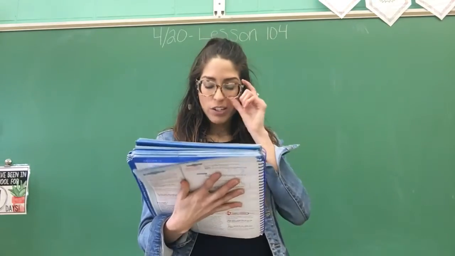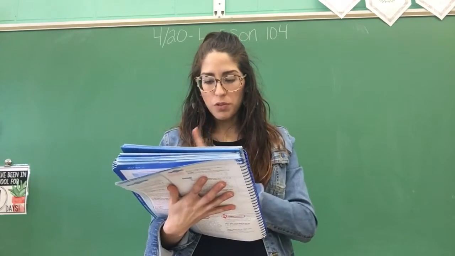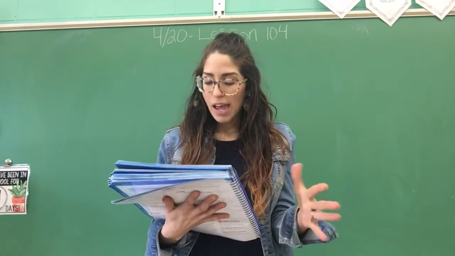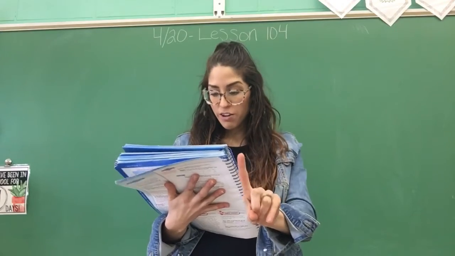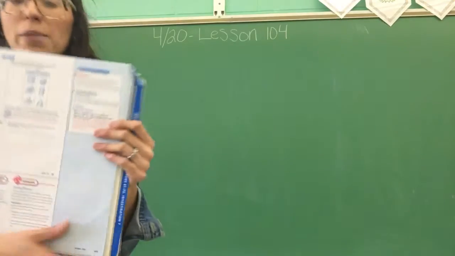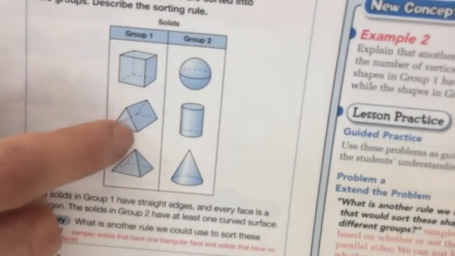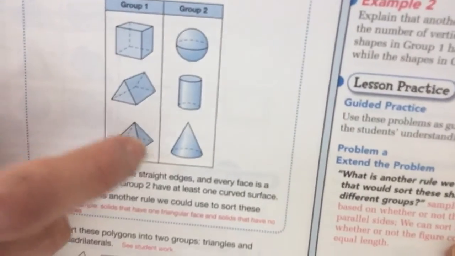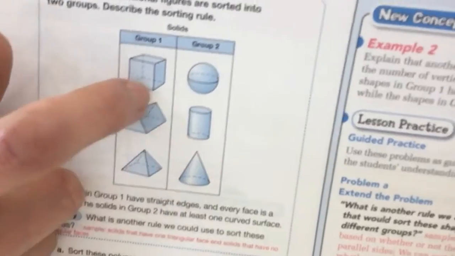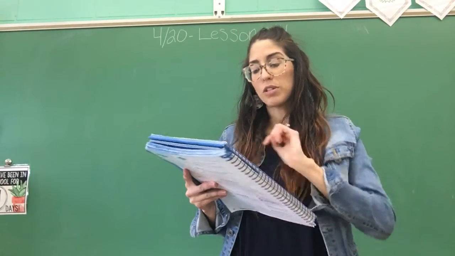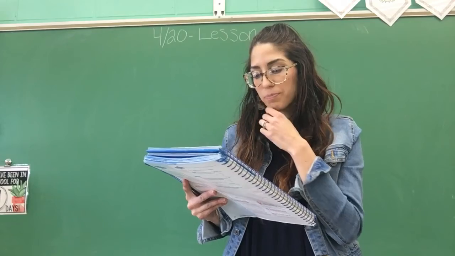Now, the classified question, what is another rule we could use to sort these figures? Let's think of some rules. So solids maybe that have one triangular face, and maybe solids that have no triangular faces, right? So if you look, these we can put as a triangular face, right? Even this kind of, these would be no triangular faces, like those ones, the pyramids.